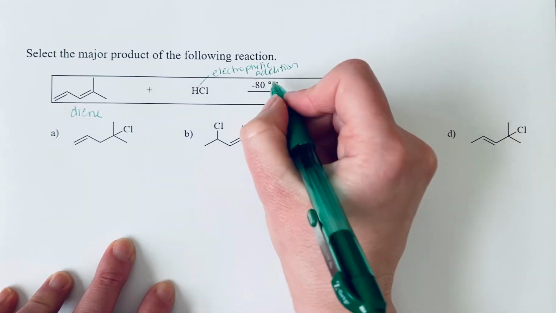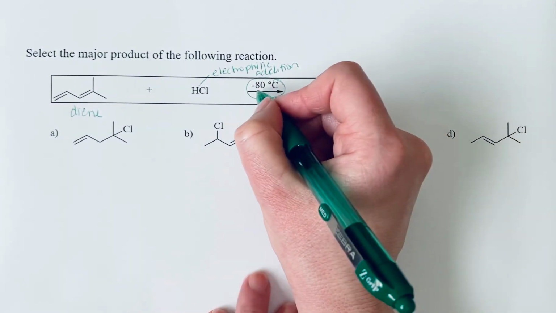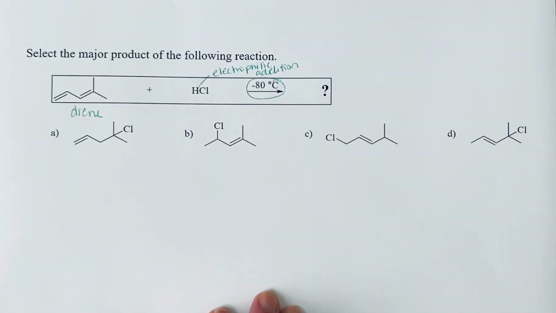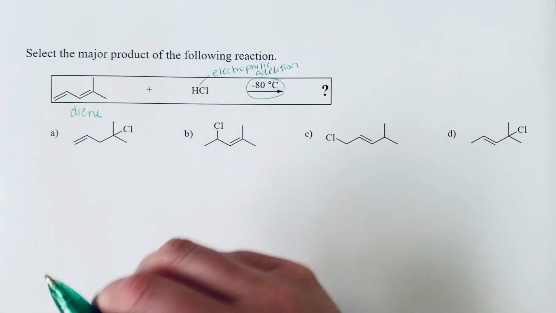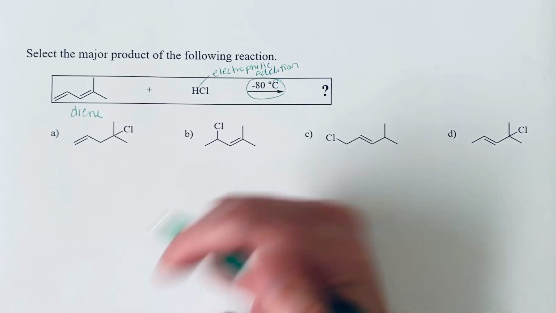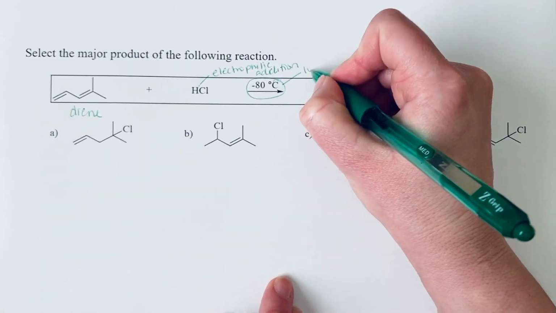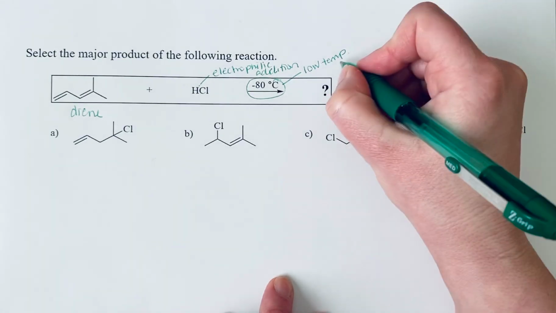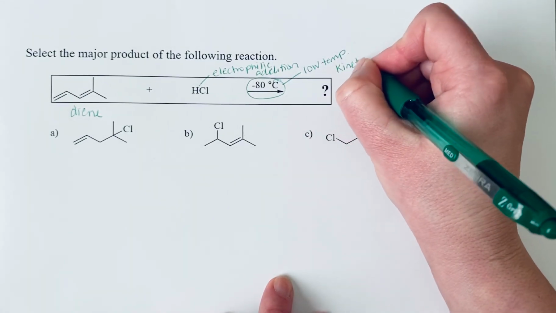And the other hint we have is the temperature. And we see that we have negative 80 degrees Celsius. If you look at examples of these reactions in your book, you'll see two temperatures, the negative 80 degrees Celsius, and you'll see a temperature around 40 degrees Celsius, positive 40. And so this is the lower temperature that you will see, which means that we are looking for the kinetic product here.